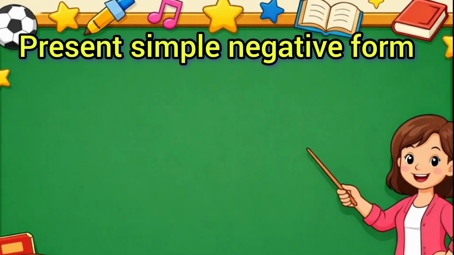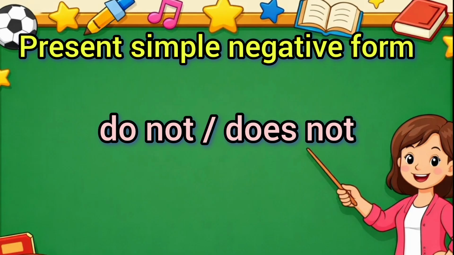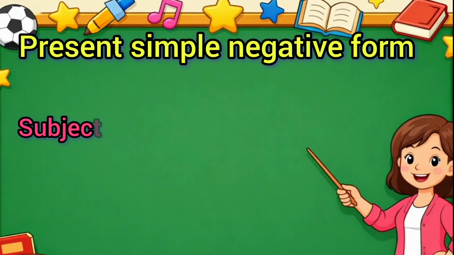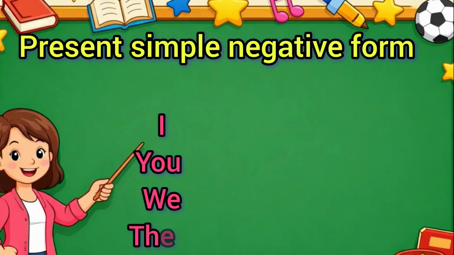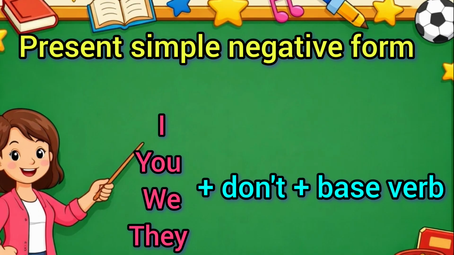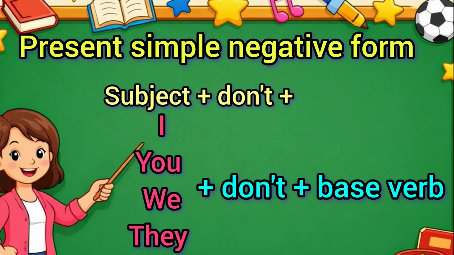Present simple, negative form. In English, the negative form of the present simple is made using do not, don't, or does not, doesn't, plus the base form of the verb. 1. For the subjects I, you, we, they, use don't plus base verb. Structure: subject plus don't plus base verb.